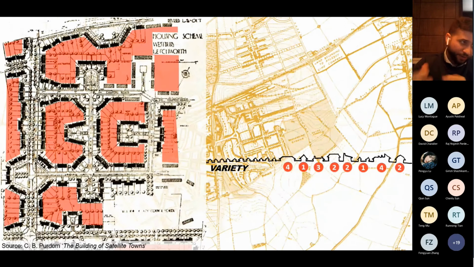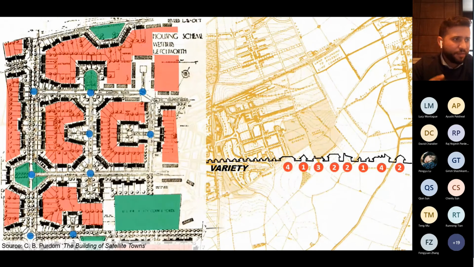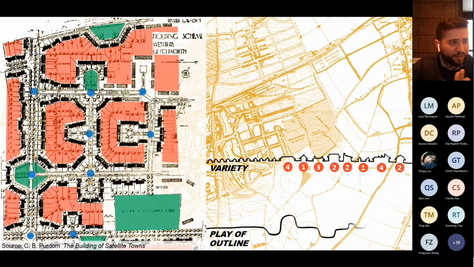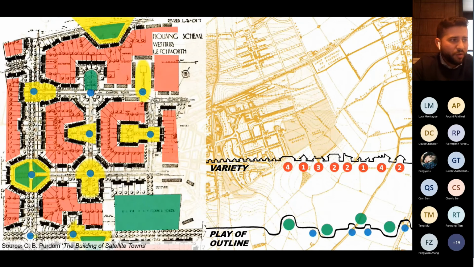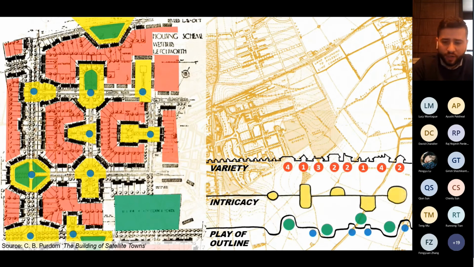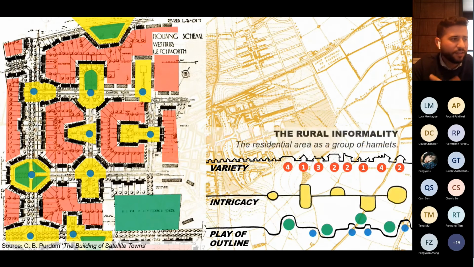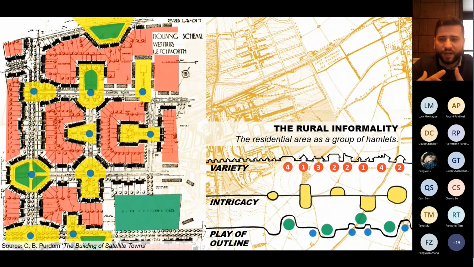In addition to this, the combination of both provides the intricacy of the townscape, representing the rural informality of the garden city and shaping the residential areas as a group of hamlets. All these principles can be found in Letchworth, for example, along this road, where a road can provide different scenes or street pictures along the same road.